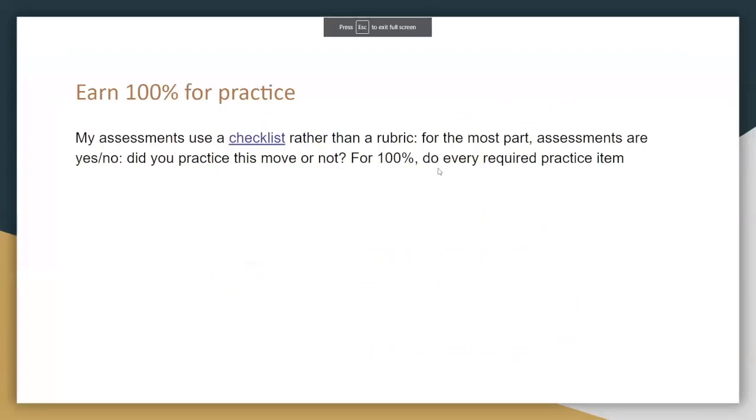And then in my class, you just earn 100% for practice. So all my assessments are a checklist. Did you do the practice move or did you not do the practice move? I don't grade them for quality.